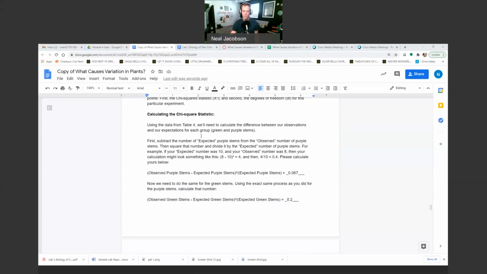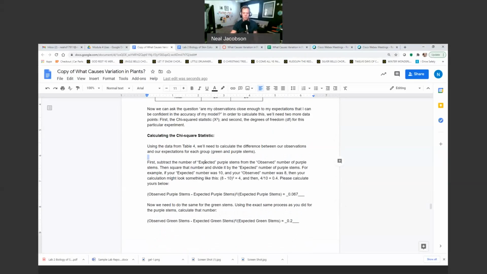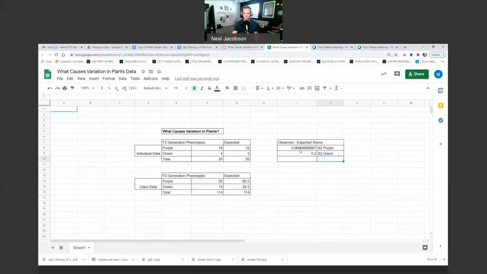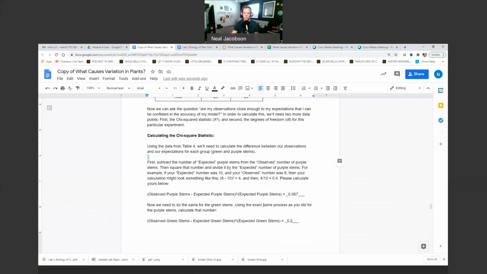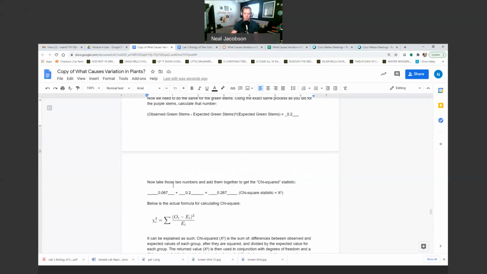All right, so we're back on our paper. And what we can see here is, we took the expected, subtracted it from observed, squared it, divided by expected for both categories. For the purple stems, we got 0.067, as you see here, right? 0.06, and then I just rounded up so we didn't have a bunch of decimals. And then we did the same for green stems, and we got 0.2. Now we take those two numbers and add them together to get our chi-squared statistic. So we just took 0.067, added 0.2 to it, and I got 0.267.